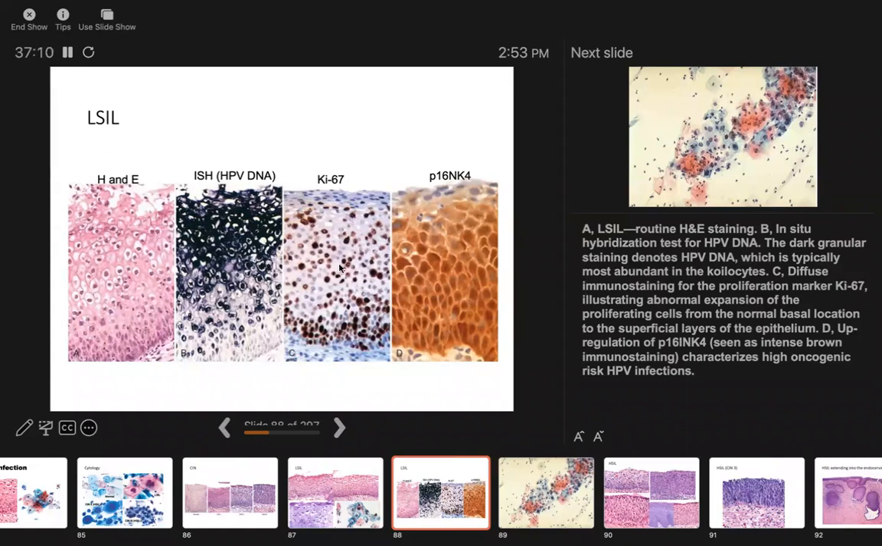They tend to divide. That's why the change is of the epithelium. And Ki67 is an example of a proliferation index or a cell cycle index, cell division index marker. This one is P16, okay, which is basically characterized by upregulation, and this is commonly associated with HPV infection.